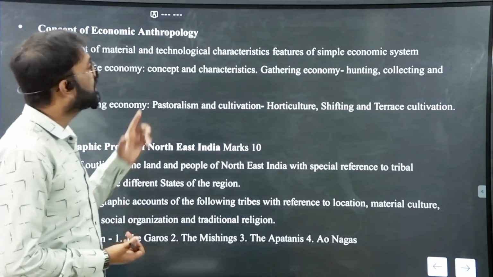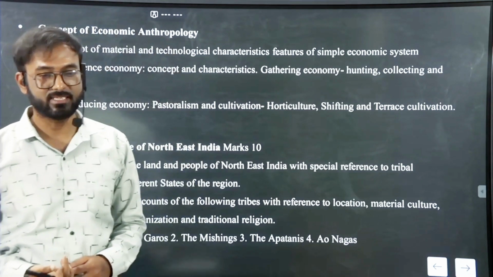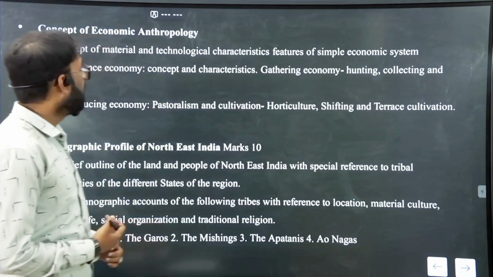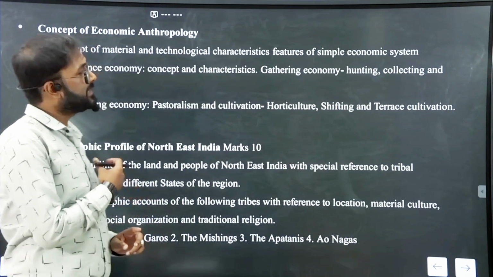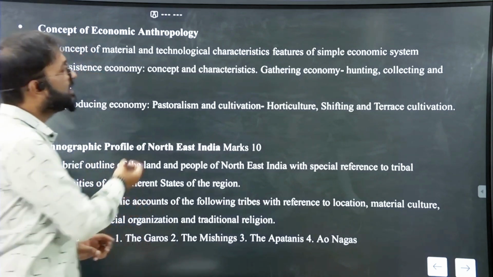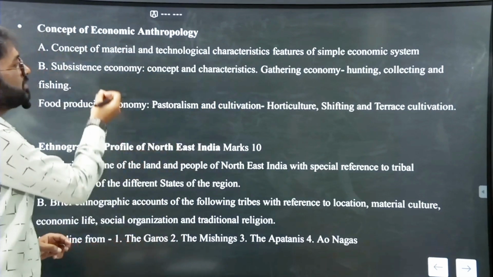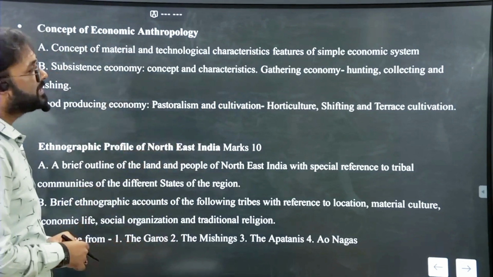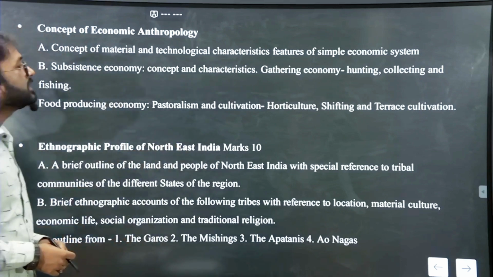And there are technological characteristic features of simple economic system. So why simple economic system? That means, when the evolutionary pattern is there, the older people lived in a simple society, so their economic system was simple. That's why you have to study the characteristic features of simple economic system. And then B is the subsistence economy, concept and characteristic.